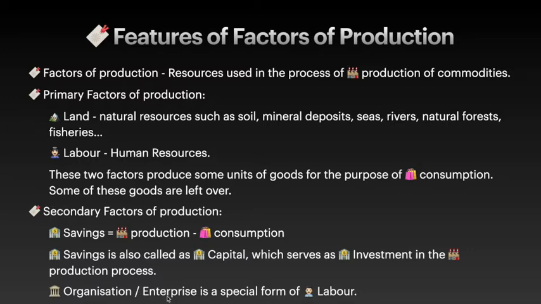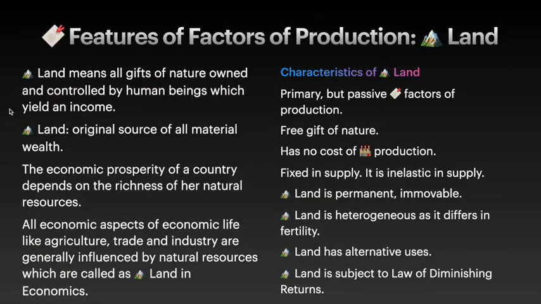Organization or enterprise is a special form of labor. Now we move on to land. The first of the factors of production is land, and this land is one of the two primary factors of production. Land means all gifts of nature owned and controlled by human beings which yield an income.